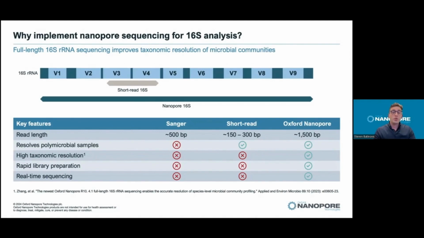Conversely, the Nanopore method provides a strong value add to 16S profiling, as we have the ability to sequence and analyze the full-length 1.5 kilobase 16S amplicon, which has been shown to provide greater taxonomic resolution down to the species level.